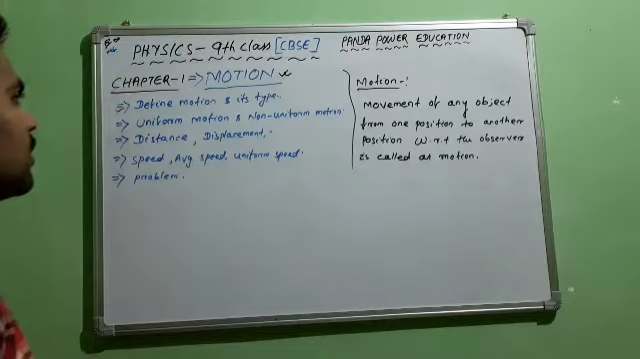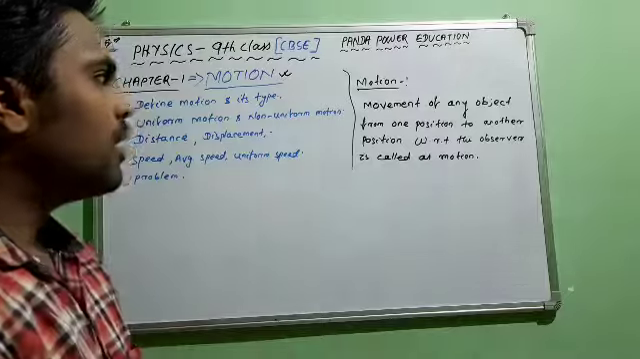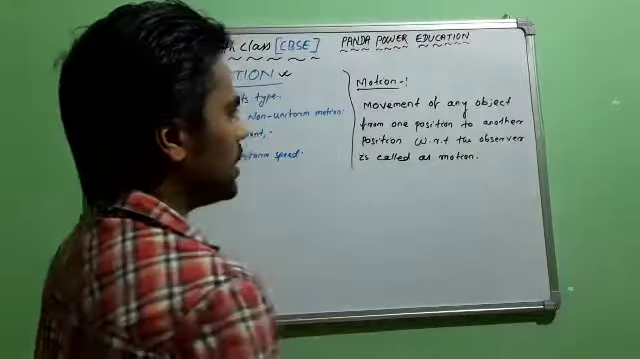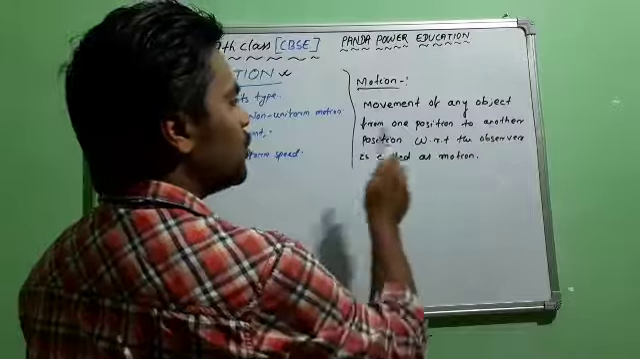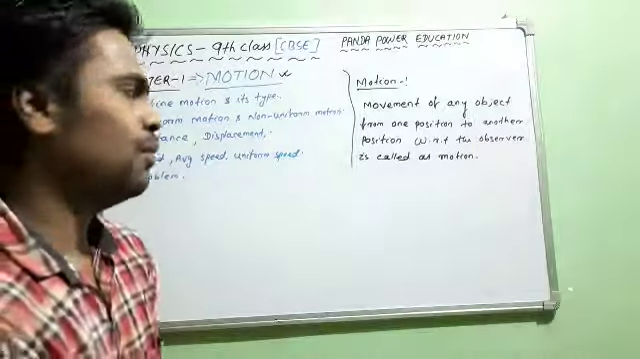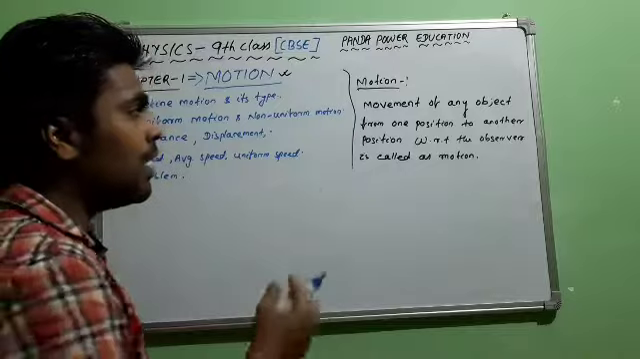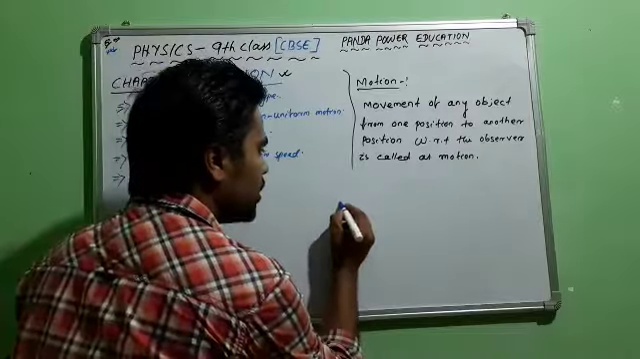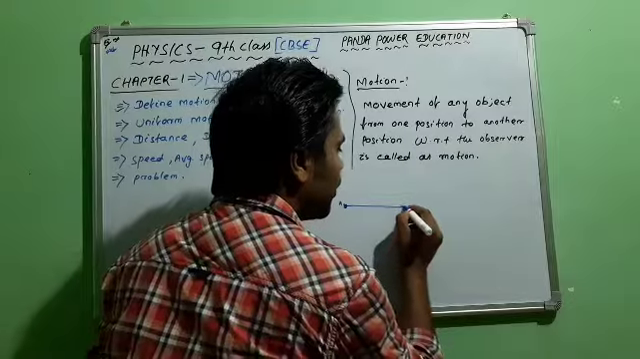Okay. So first we discuss what is motion. Now I am writing here: movement of any object from one position to another position with respect to the observer is called motion. So what I am telling here? I am telling what is motion? An object moving from one position to another position.